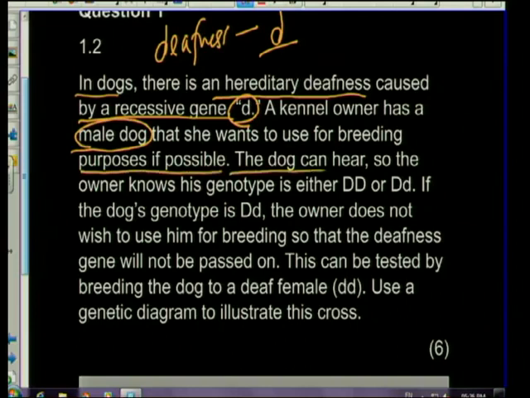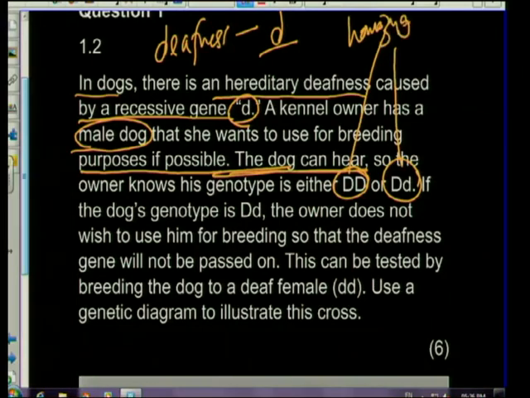The dog can hear. So the owner knows his genotype is either DD, capital DD, or capital D small d. In other words, what are we saying here? We're saying that he's either homozygous or heterozygous. What does that mean? Homozygous means the two alleles are identical. They're both capital Ds. Or they could be two small d's. It'd still be homozygous. But this is homozygous recessive and this one is homozygous dominant.